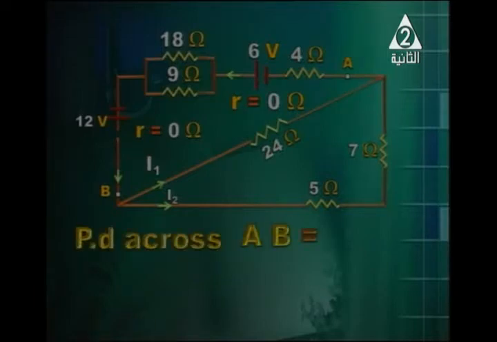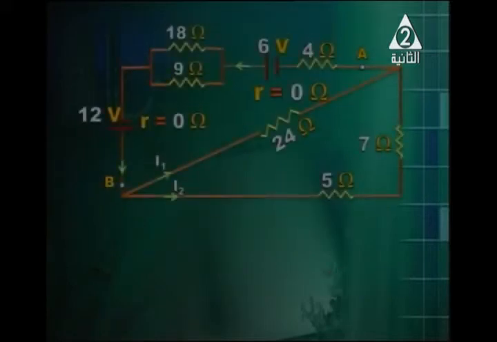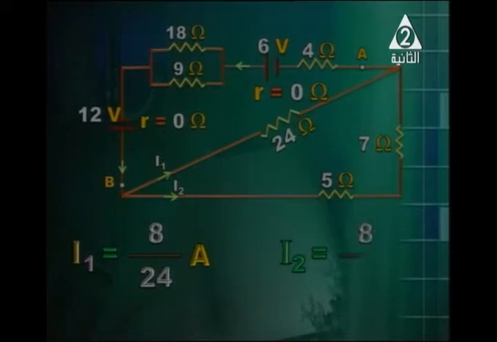Potential difference across AB, the potential across the parallel combination which consists of the 24 ohm resistor and the 12 ohm resistor, is equal to the current times 8. It is 8 volt. So now I1 is equal to 8 over 24 and I2 is equal to 8 over 12 amperes.